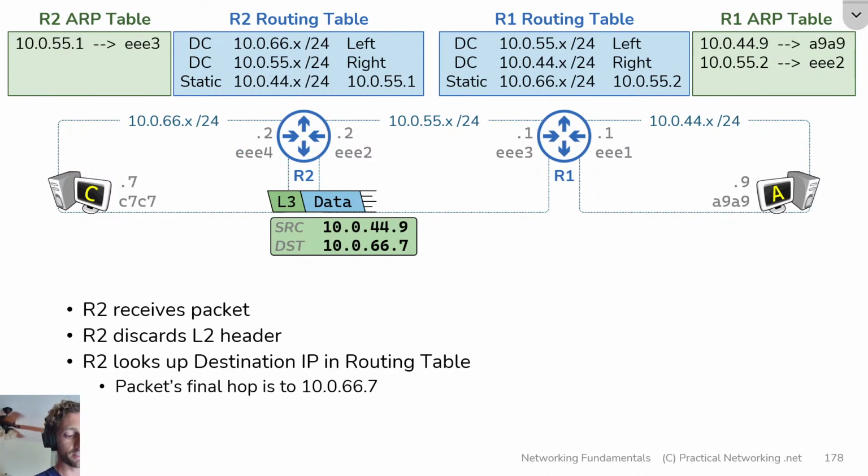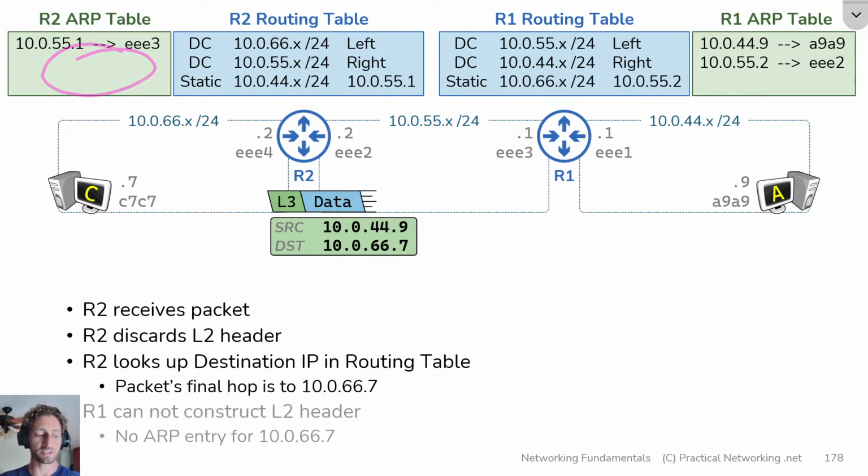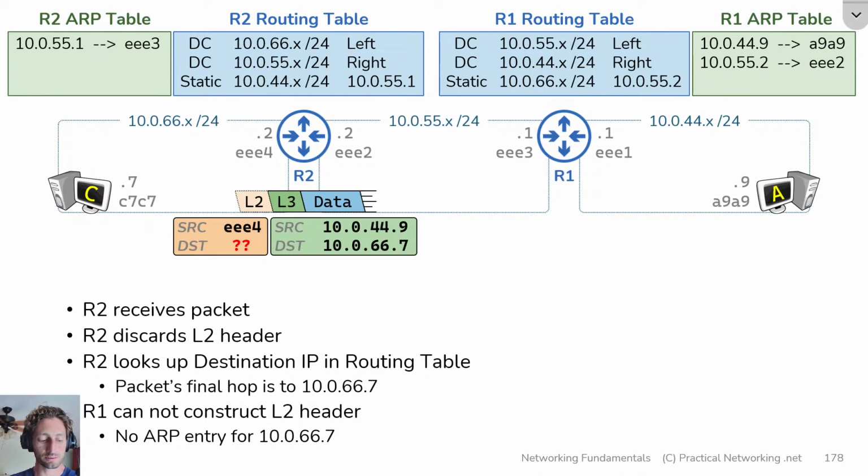And since this is a directly connected route, this tells R2 that it's actually going to be delivering the packet to its final hop, 10.0.66.7, host C. But if we look at the R2 ARP table, we can see that R2 cannot construct the layer 2 header because it doesn't have an entry for it in its ARP table.